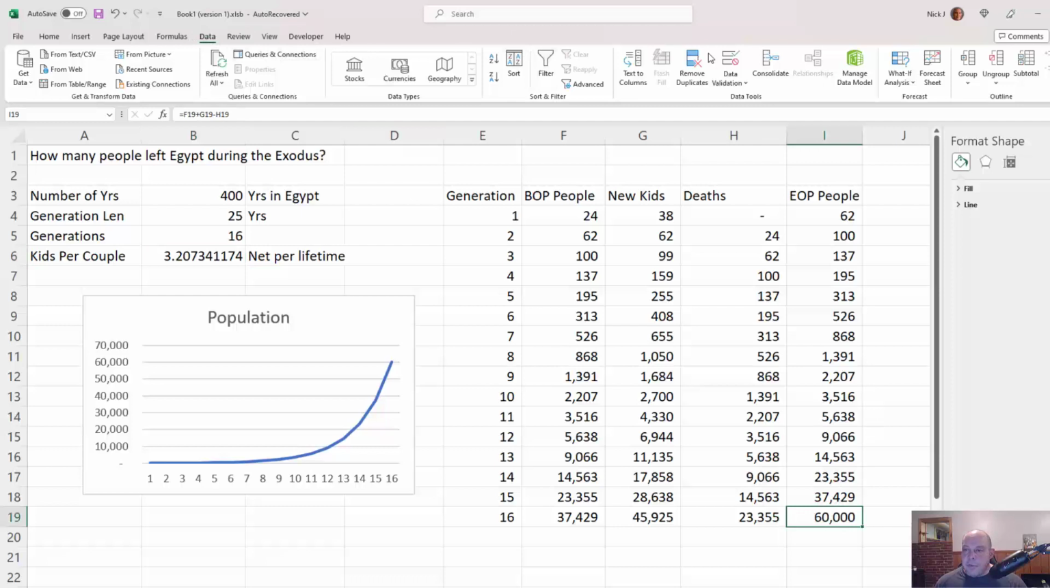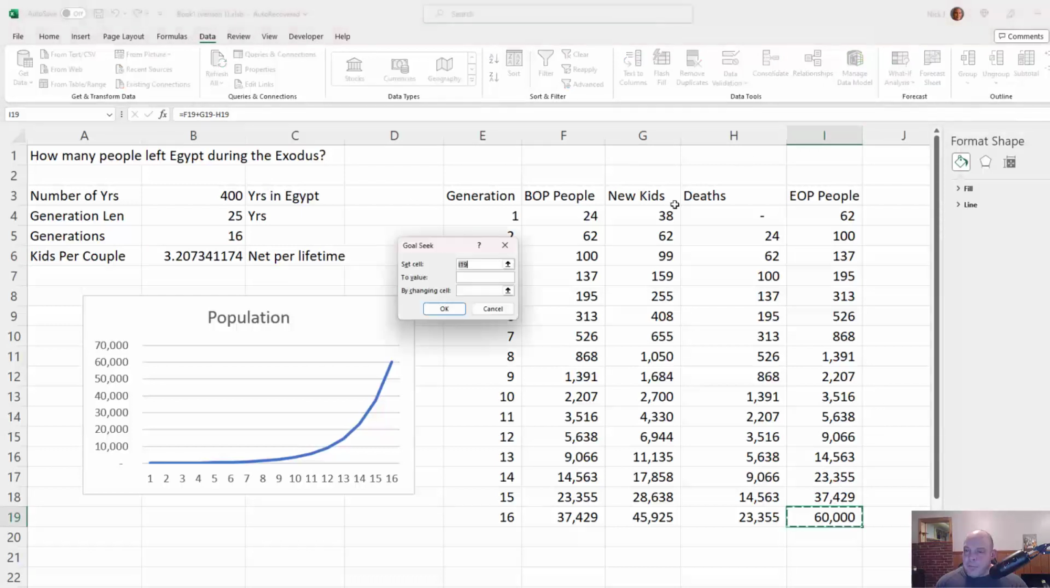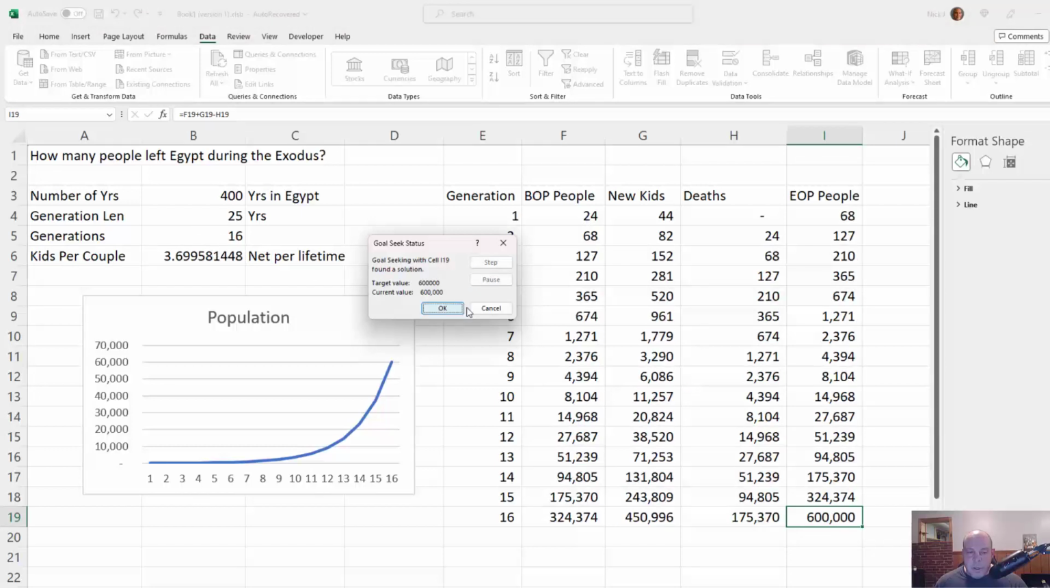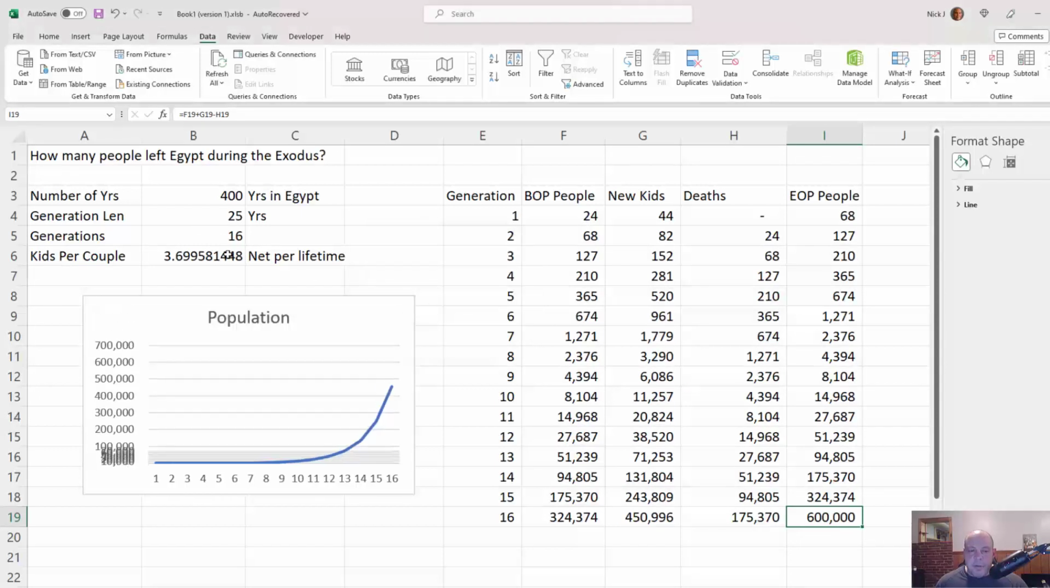I guess I mistyped that. If I were to do it right and put 600,000 by changing this number, there you go. You get 3.7 roughly net kids per lifetime that you would need to have in order to have 600,000 people leave Egypt. Again, seems like a big number to me.